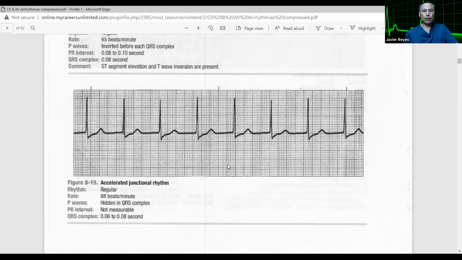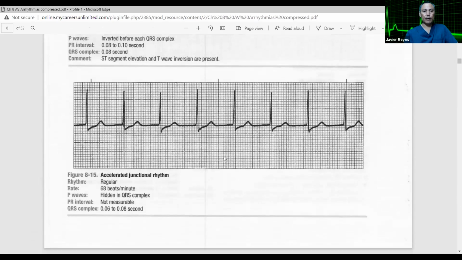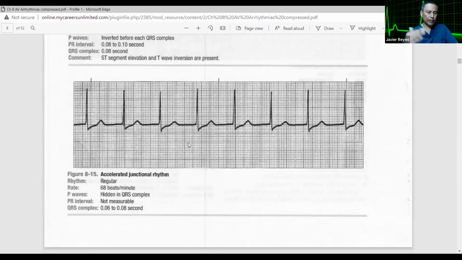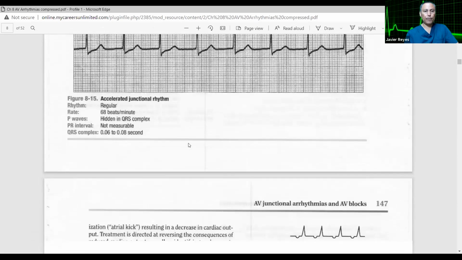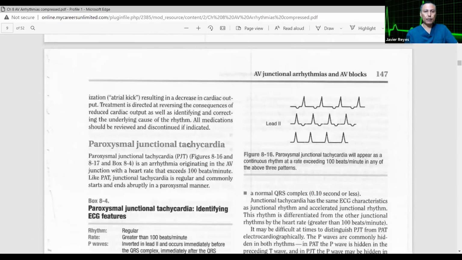We were talking about accelerated. Accelerated, this is because it's over 60. 60 to 100 is accelerated. Although it's a normal heart rate, they call it accelerated.